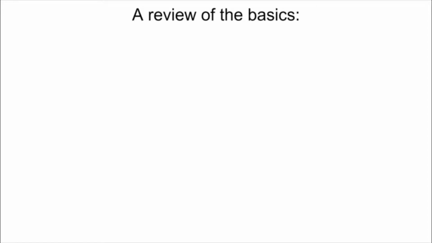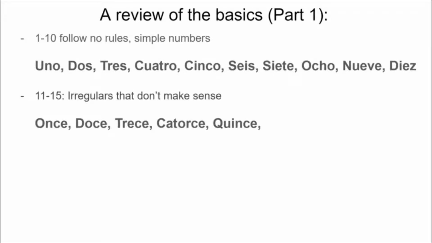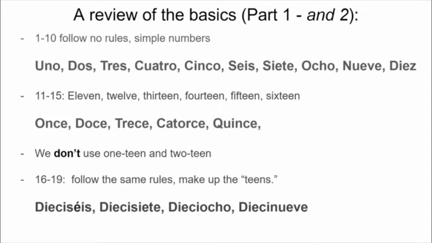Unfortunately, we do need a base of numbers to work off of in order to begin. Numbers 1 through 10 follow no rules, but form a foundation for understanding. However, we then go into the next segment, 11 through 15. In English we say 11, 12, 13, 14, 15, but has it ever occurred to you that 11 and 12 are irregular? Instead of using 1 teen and 2 teen, we use 11 and 12. In Spanish, the same concept exists. 11 through 15 are irregular, like 11 and 12, and 16 through 19 form the teens.